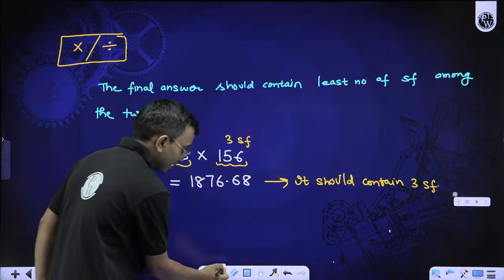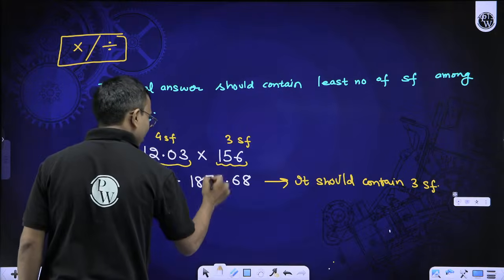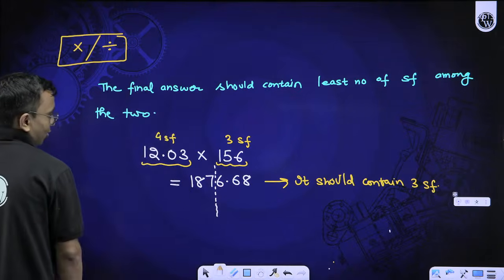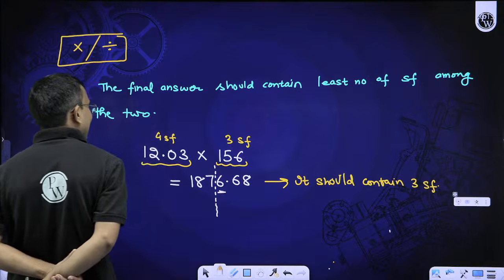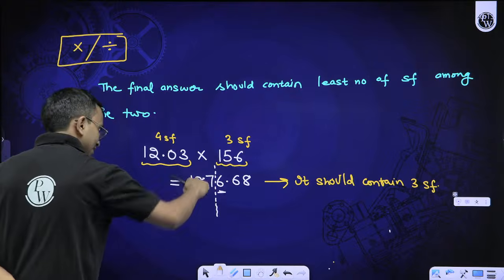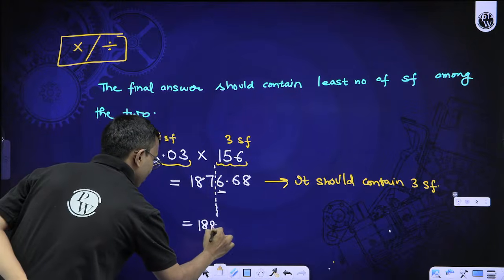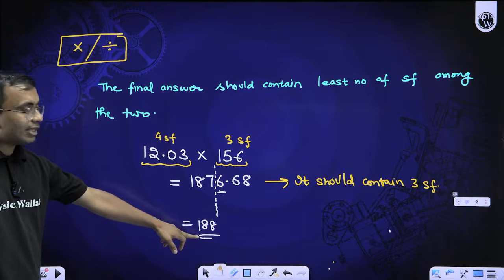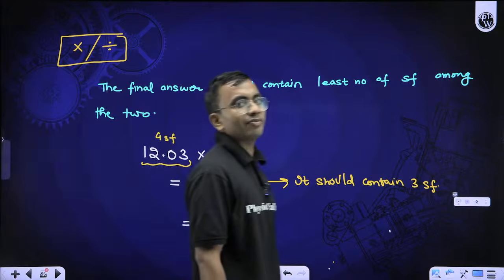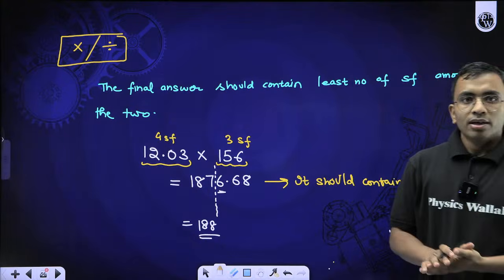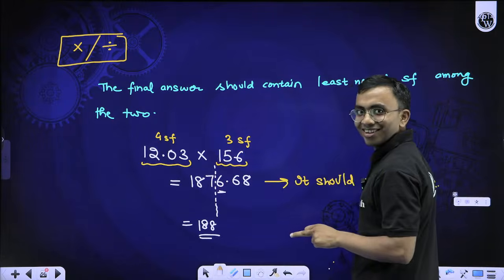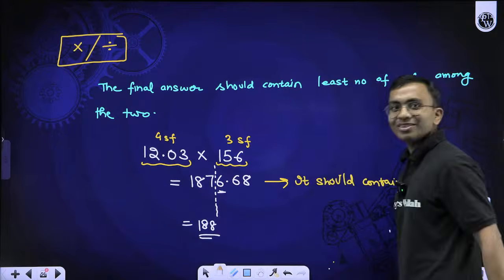So it means from where you have to round off? From here. Okay, this is 6. Is this greater than or less than 5? Greater than 5. If it is greater than 5, increase the previous one, 188. So I will say 188 is the answer. This is not the answer. This is the answer according to rules of significant figures. Okay, guys. So in the options you will see this also. So don't mark this.